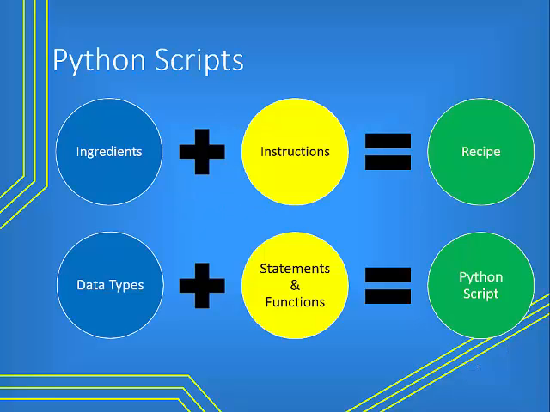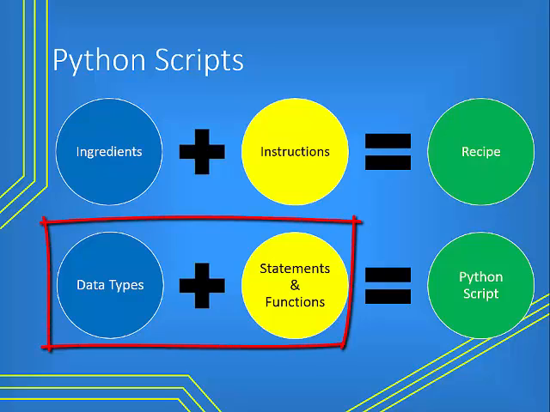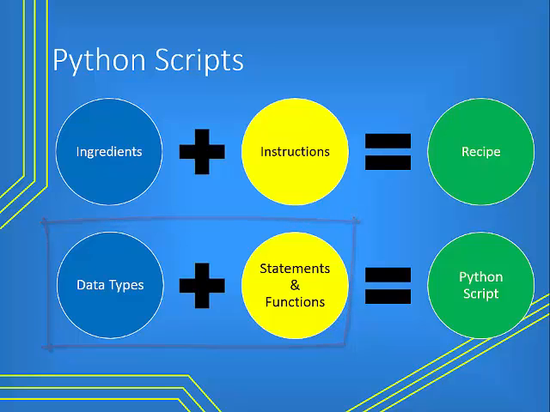A Python script is a sequence of instructions. The structure and arrangement of the instructions are referred to as syntax. Python uses a variety of language elements to create these instructions, including data types, statements, and functions. If you think of a Python script as a recipe, the data types are the recipe's ingredients, and the statements and functions are the recipe's instructions. You need ingredients and instructions for a recipe just as you need data types and statements for a script. Let's talk about some basic data types.